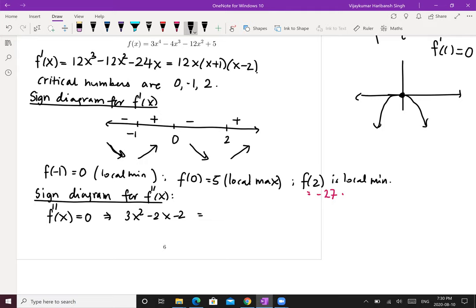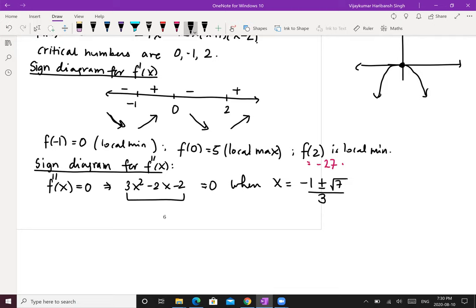And that can be seen as 3. We need to solve this, but you see that there is no root which can be found by splitting the middle term, so you'll have to use the quadratic formula. So the roots are equal to 0 when x equals minus 1 plus or minus root 7, the whole divided by 3.